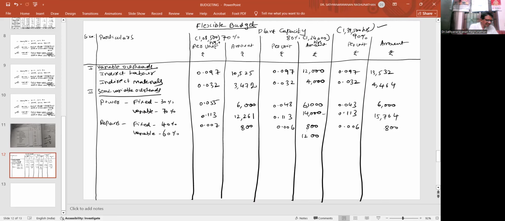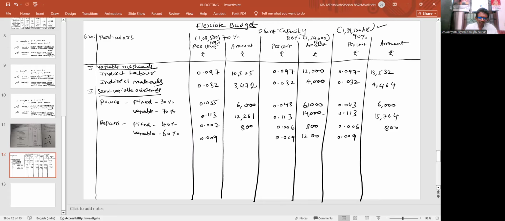1,200 divided by 124,000. 0.0096. 0.009, like that you can put it. Nothing wrong in it. Okay. So per unit remains same in the case of variable at all level of capacity. 0.009 for 70%, 0.009 for 90% also.